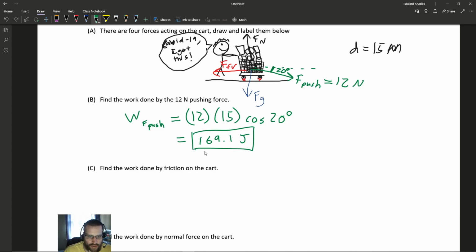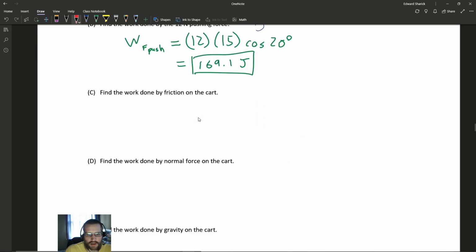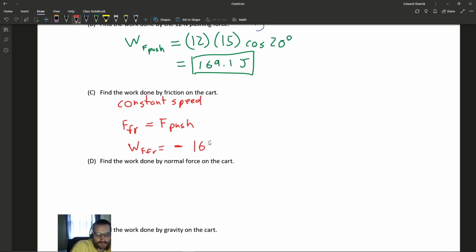And then it says find the work done by friction on the cart. And so hopefully you're able to answer this question almost immediately. You read that it's moving at a constant speed. This is really, really important here. If it's moving at a constant speed, that means that force of friction equals the force of push. These are equal and opposite forces. So this means that the work done by friction is just going to be the opposite amount, or negative 169.1 joules.